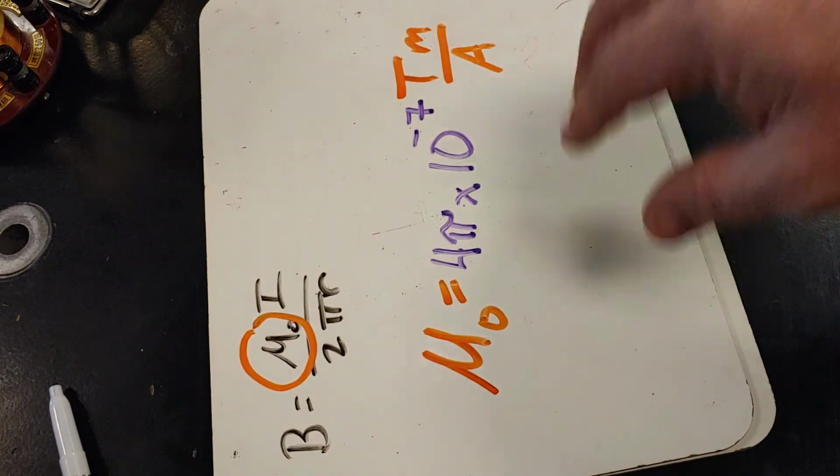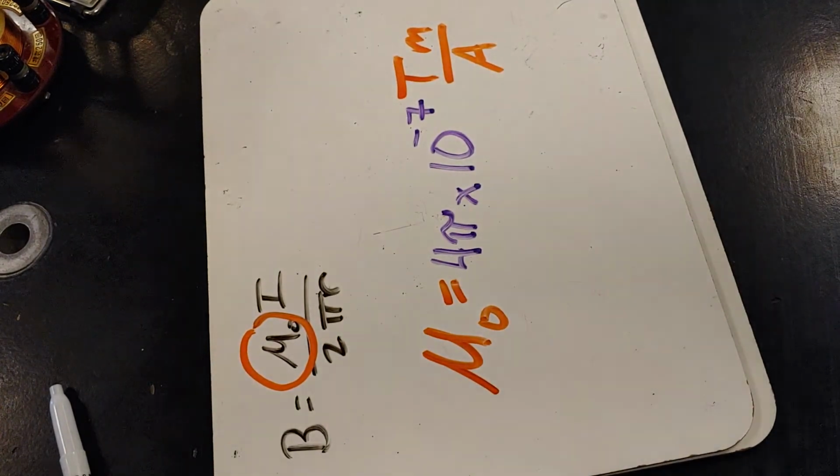Okay, so that is our equation for the B field, a distance from a current carrying wire. More on this in a future video.